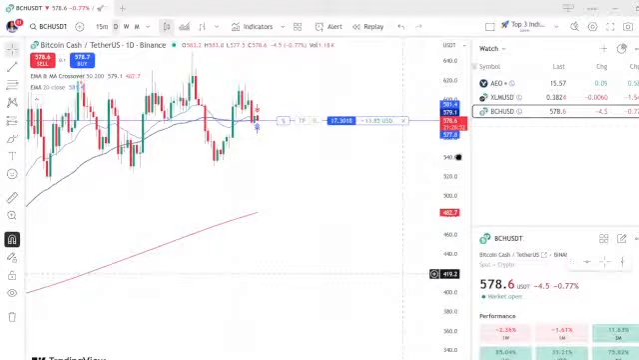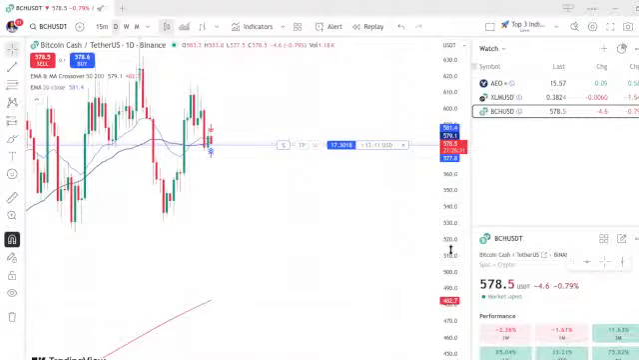Let's see if you can see a pullback. The pullback was insane, but it was right below the 50. It's still below the 50-day moving average. So the entry is still there, still valid.